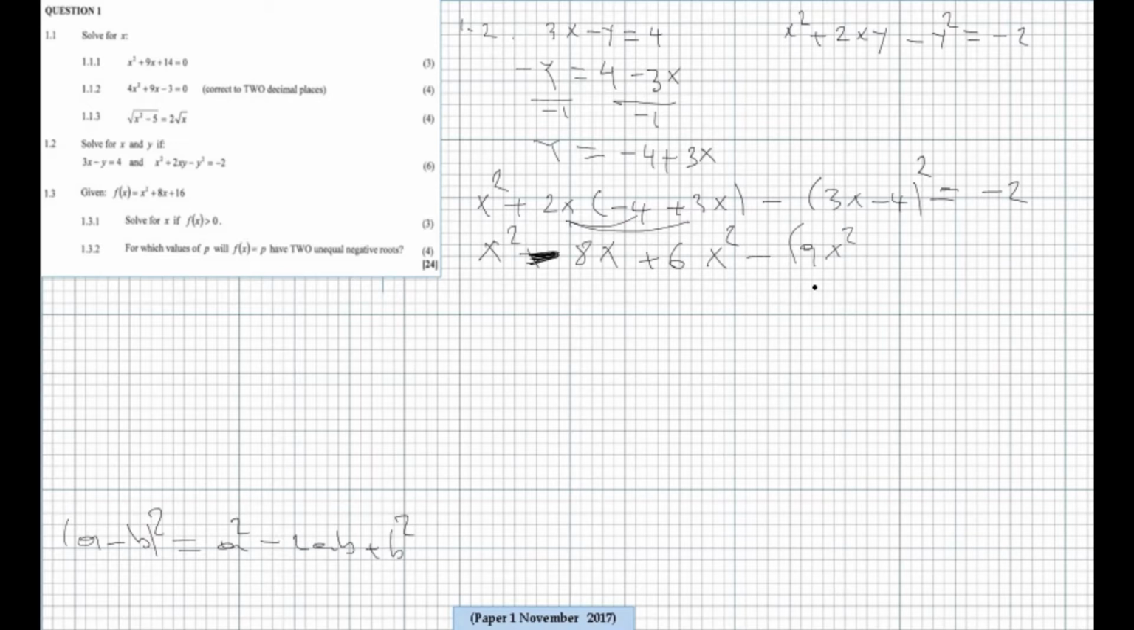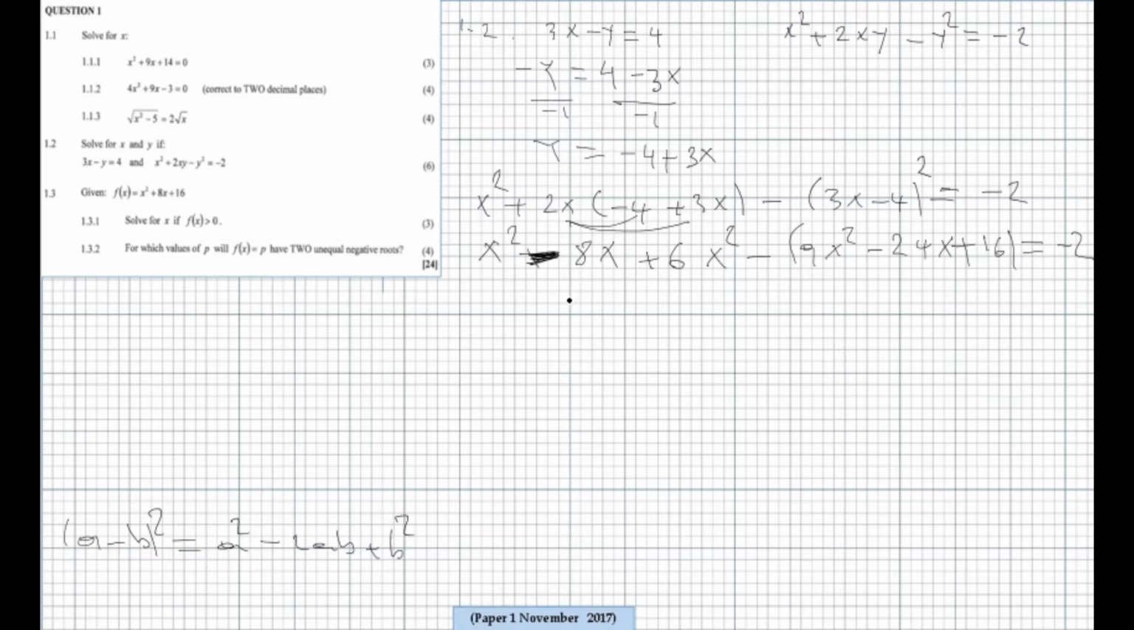And then I have a minus. So here I have 2ab. It means 2 multiplied by 3x multiplied by 4. 2 multiplied by 3 gives 6. 6 multiplied by 4 gives 24. So I'm going to have 24x. And then I have plus, because we have a plus there, b squared, so I'm gonna have 4 to the power of 2, which gives 16, and then that is equal to negative 2.